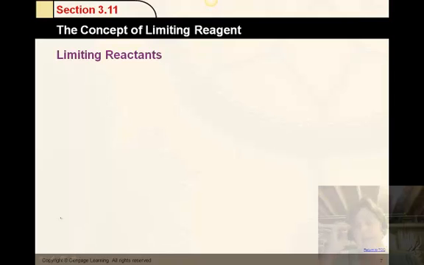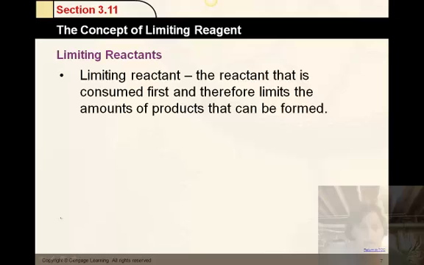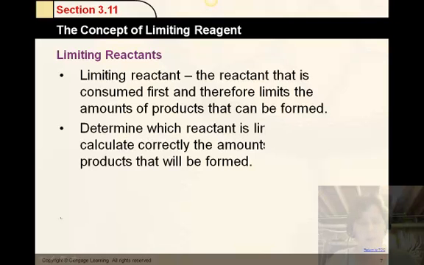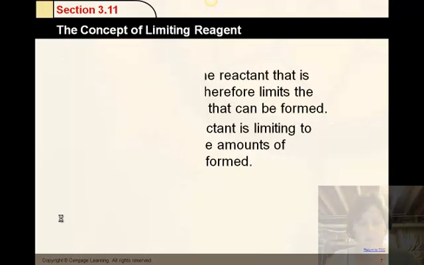Remember the idea of limiting reactants. Limiting reactants actually limit the amount of product being produced. It's the reactant that is consumed first and therefore limits the amount of products that can be formed. Sometimes you're given information and you have to solve that to figure out which is limiting. Determine which reactant is limiting to calculate the amount of products formed.